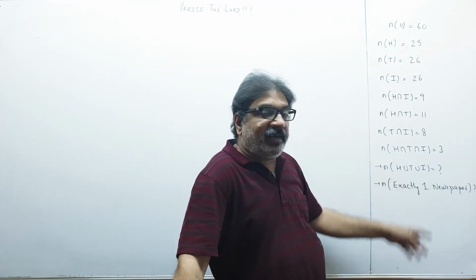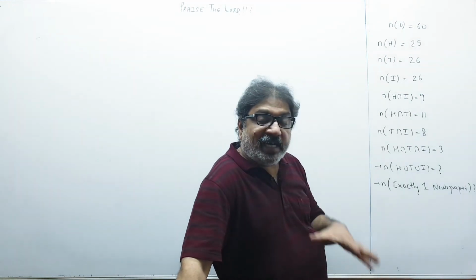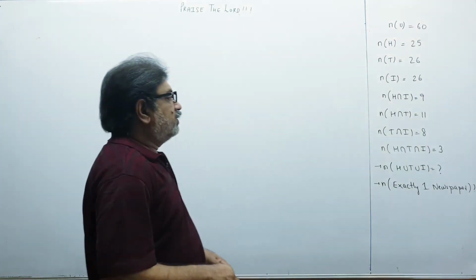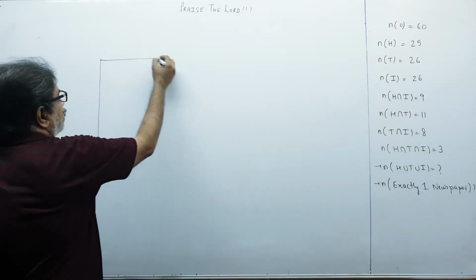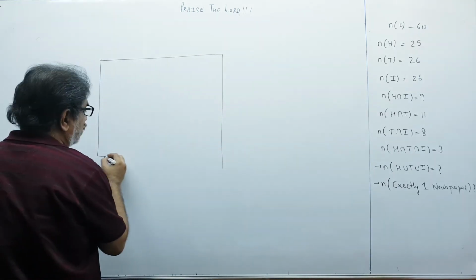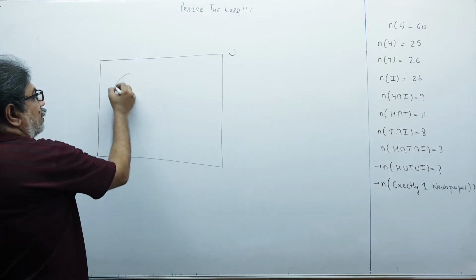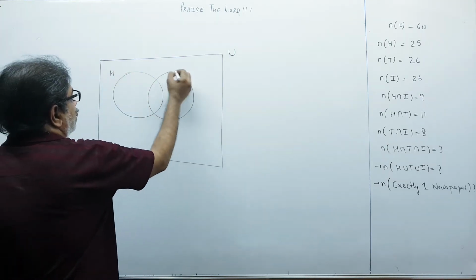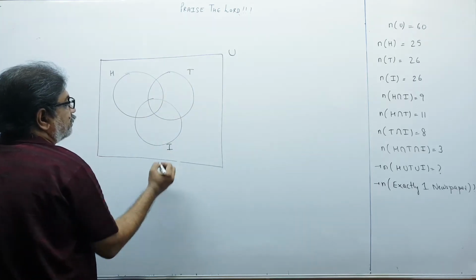How many people read at least one newspaper? And how many people are there who are reading exactly one newspaper? Exactly one. So, children, what we do? We draw the Venn diagram, as you know. This is the easiest method to do the sums. Let us make a big one like this. U, total 60 people over here. This is for Hindu, this is for Times, and this is for Indian Express.